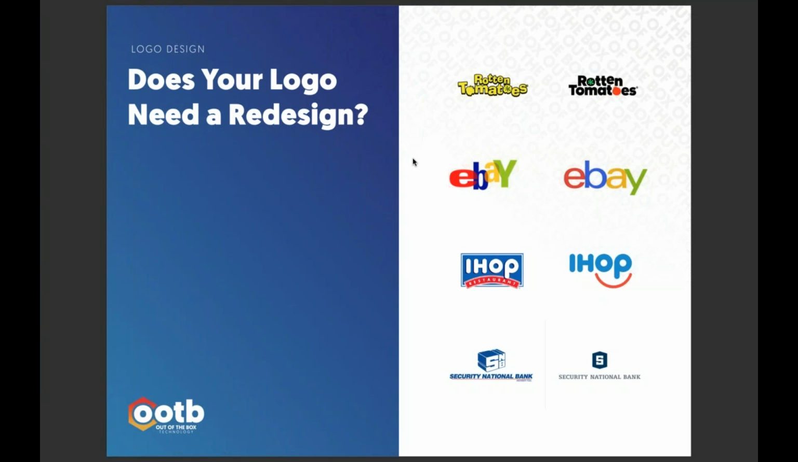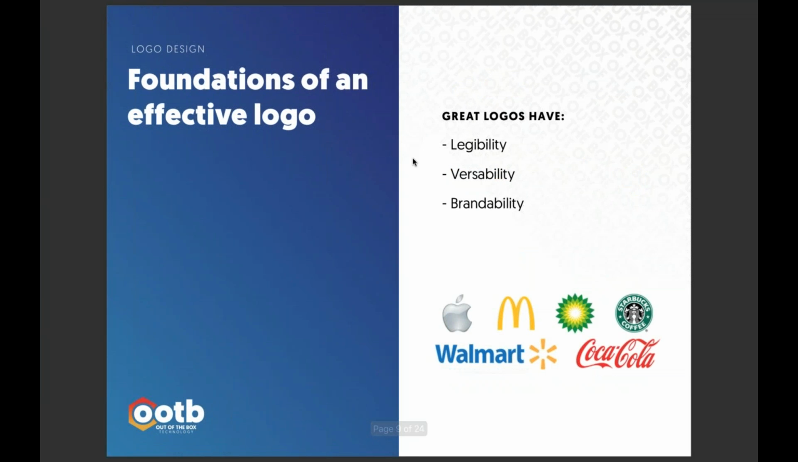So definitely think about what you can do with your logo. What are the foundations of an effective logo? Well, there's three things an effective logo should have. That's legibility, versatility, and brandability.